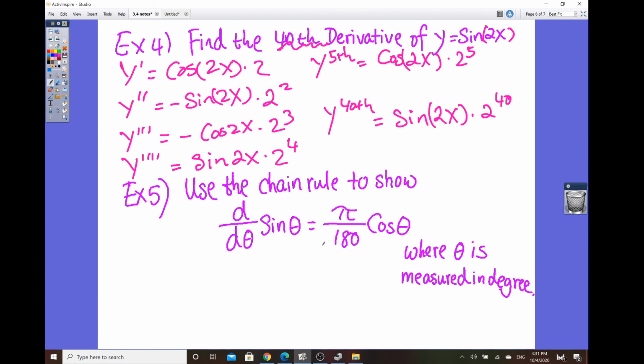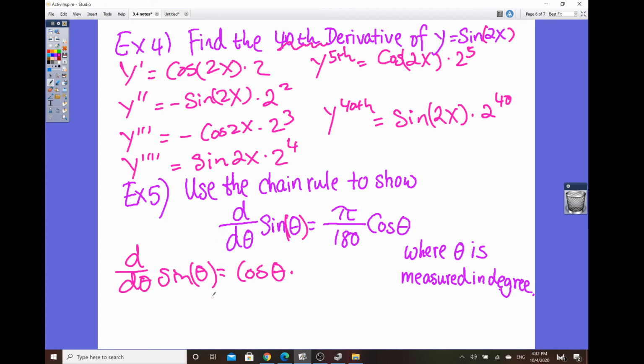So use the chain rule to show that the derivative d over d theta of sine of theta equals pi over 180 cosine of theta. So imagine that theta is the inner function here, so I put it in parentheses, okay? We want to show that the left-hand side is the same as the right-hand side. So now let's start out with this. d over d theta of sine of theta. So one thing we notice is that the derivative of sine theta is always cosine of theta. But don't forget, you multiply by the derivative of the inner function, theta.